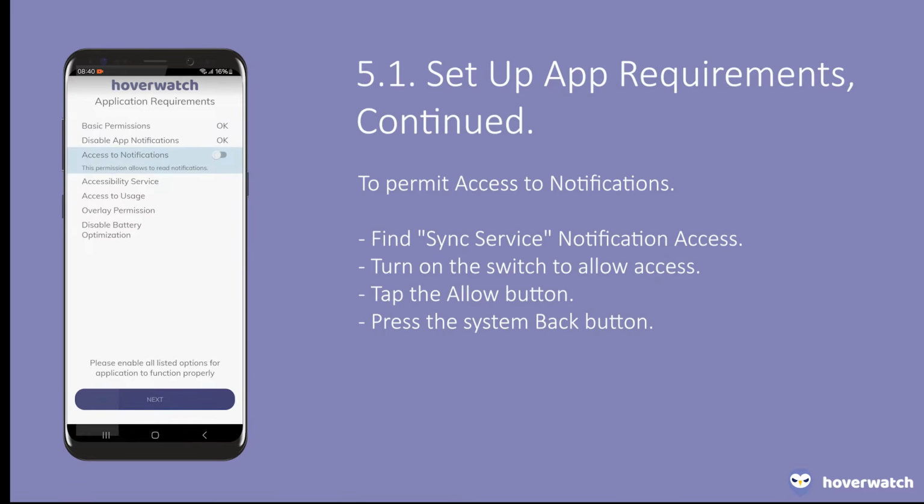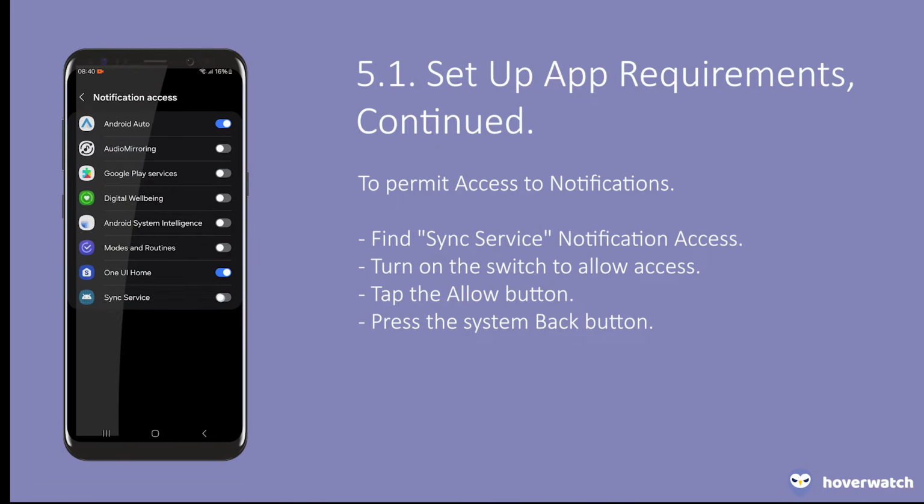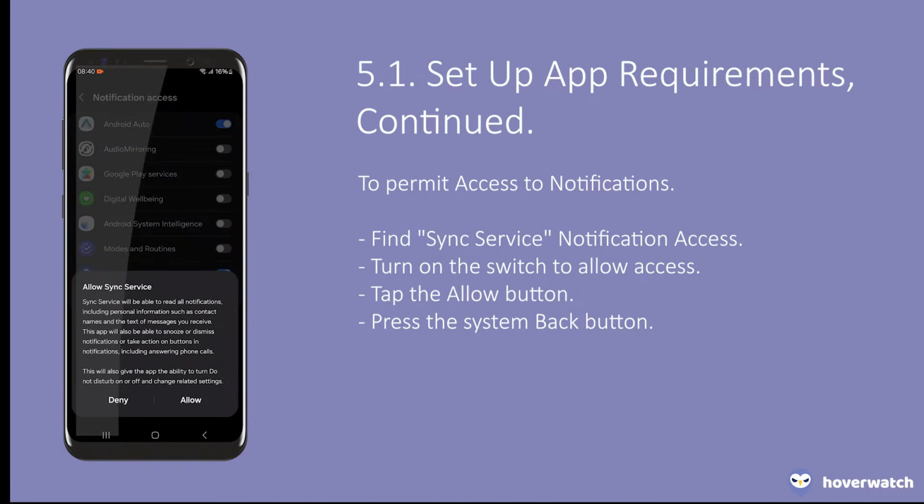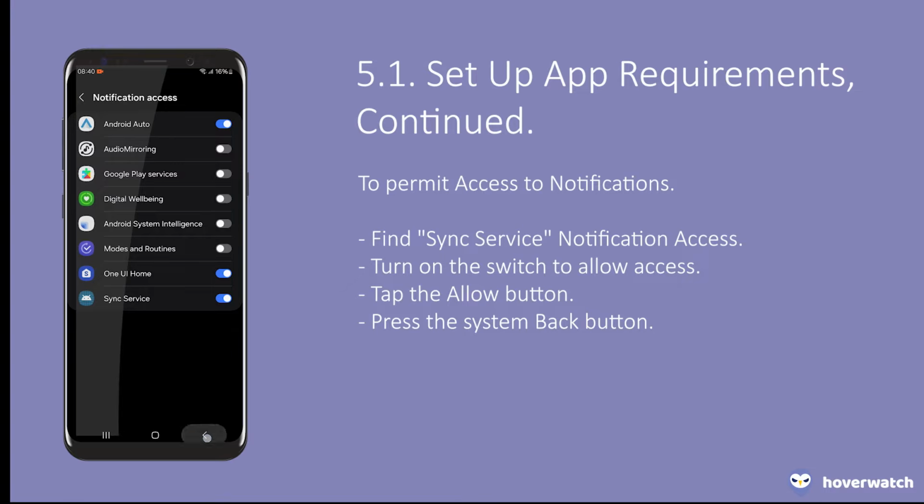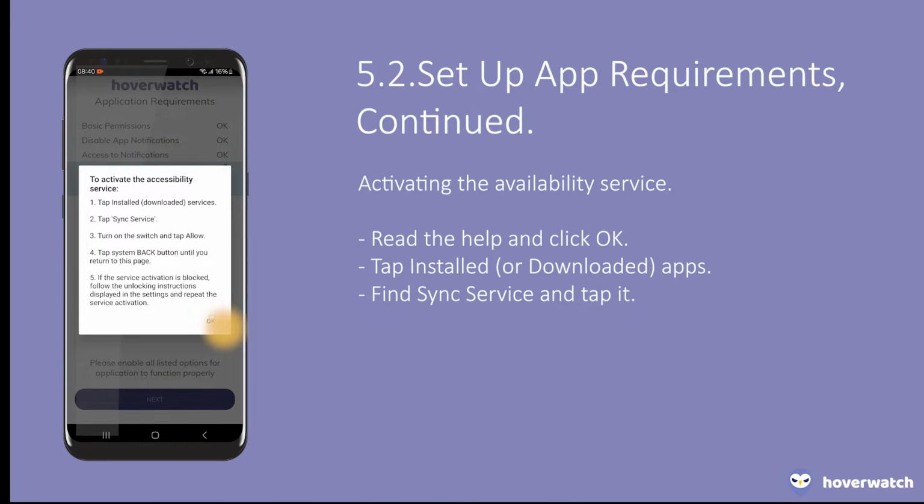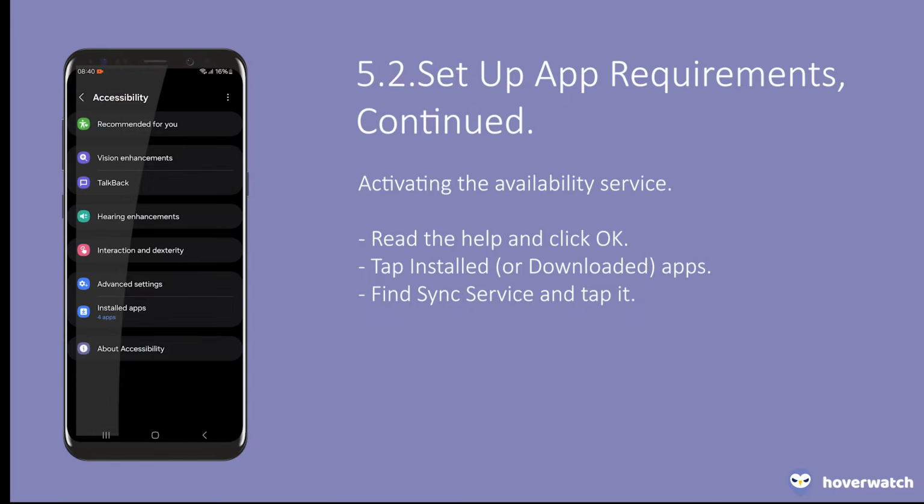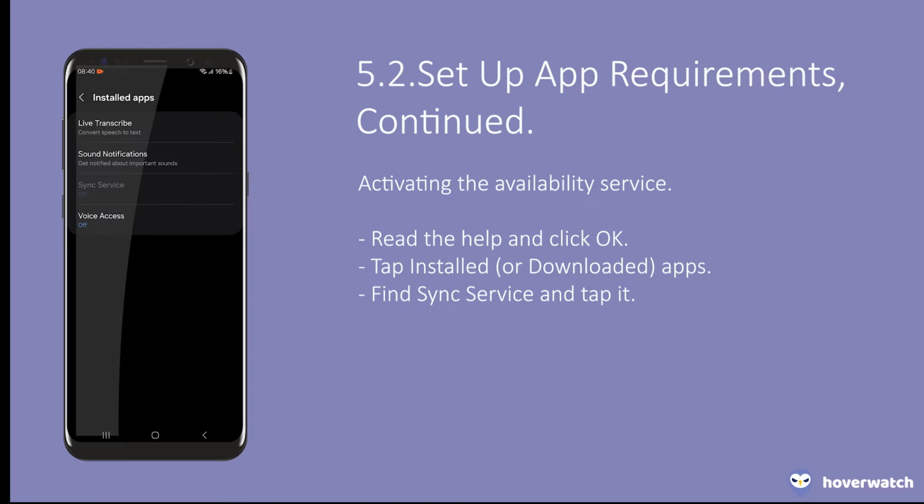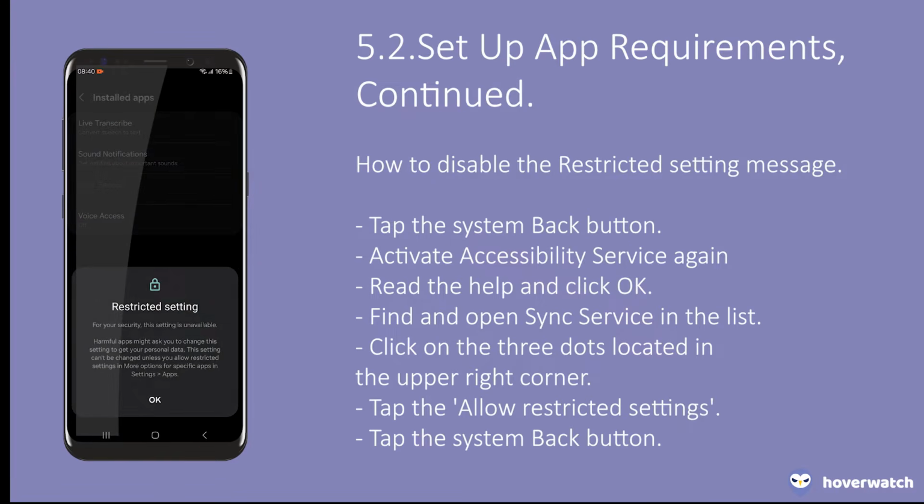The next step is to permit access to notifications. Find Sync Service Notification Access. Turn on the switch to allow access. Tap the Allow button, press the System Back button. Now activate the switch on the accessibility service. Read the help and click OK. Tap Installed, or Downloaded, apps. Find Sync Service and tap it.